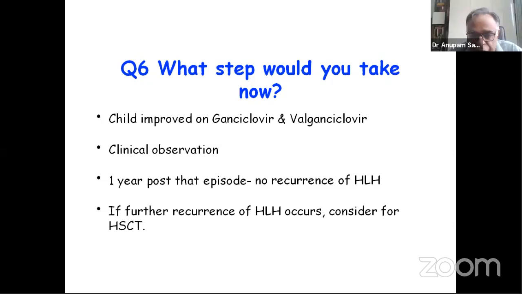Well, this was the only child, and we followed it up with clinical observation after treating with dexamethasone and ganciclovir. And 1 year post that episode, no recurrence of HLH has occurred. If further recurrence of HLH occurs, we would certainly consider him for an HSCT, even if it may be a haplo or a MUD.